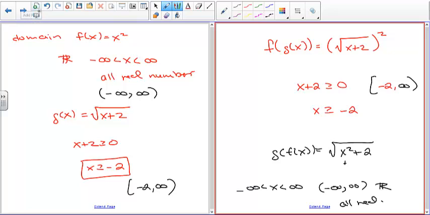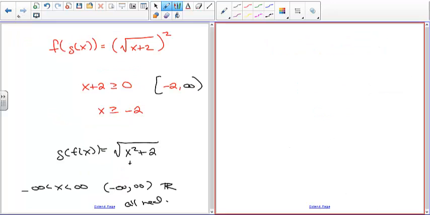So that was worth 20 points, and the domains, actually it was worth 24 points. So the 4 domains were worth 4 points apiece, and the composite functions were worth 4 points apiece. So there were 6 parts to that.